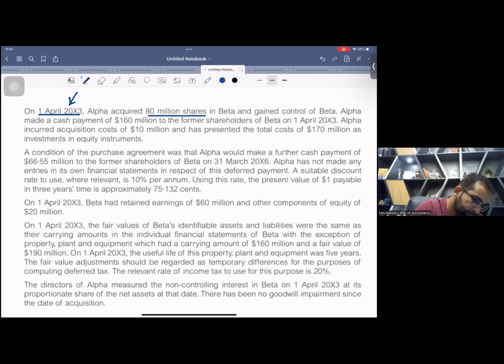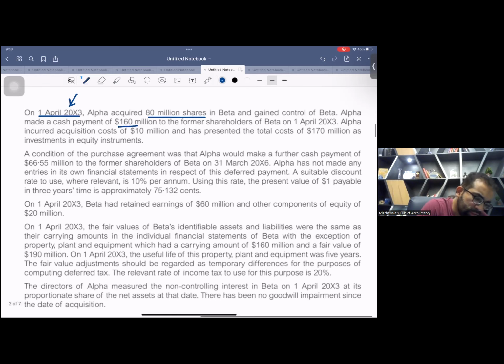Next, Alpha made a cash payment of 160 million to the former shareholders of Beta on 1st April X3, right? It is cash consideration of 160 million, and definitely they have also made the entry: investment debit and cash credit.